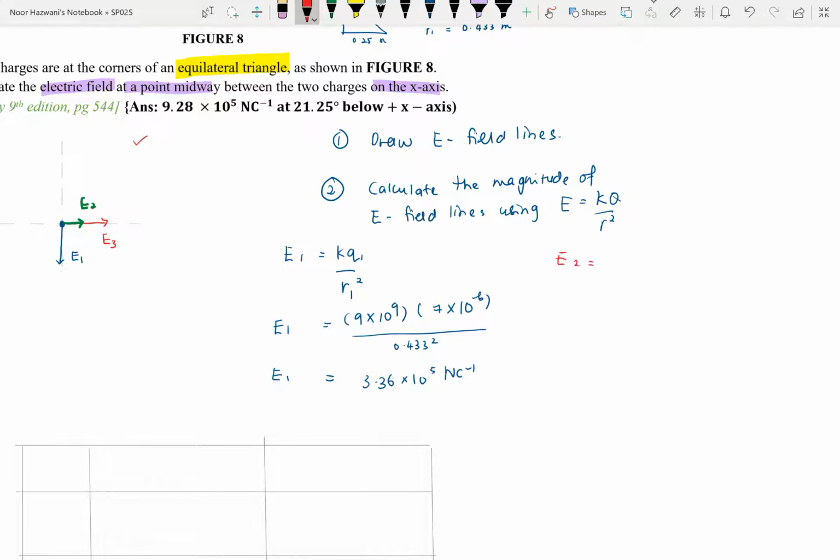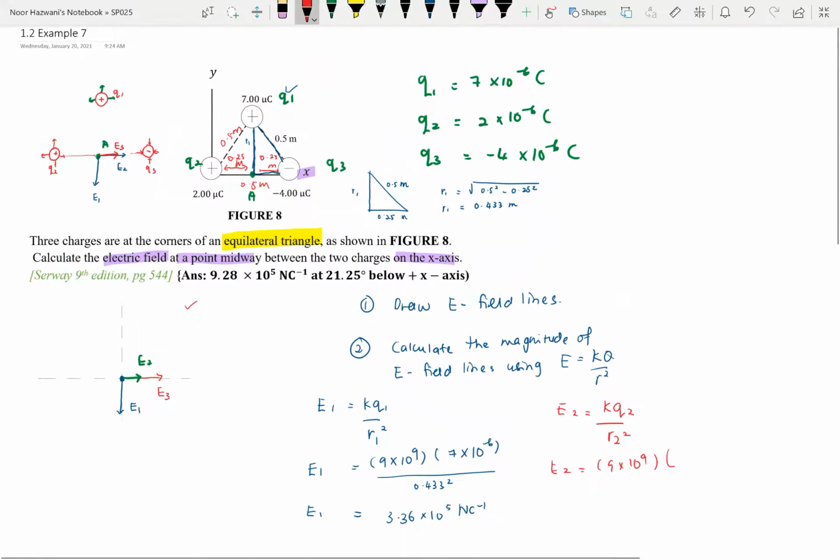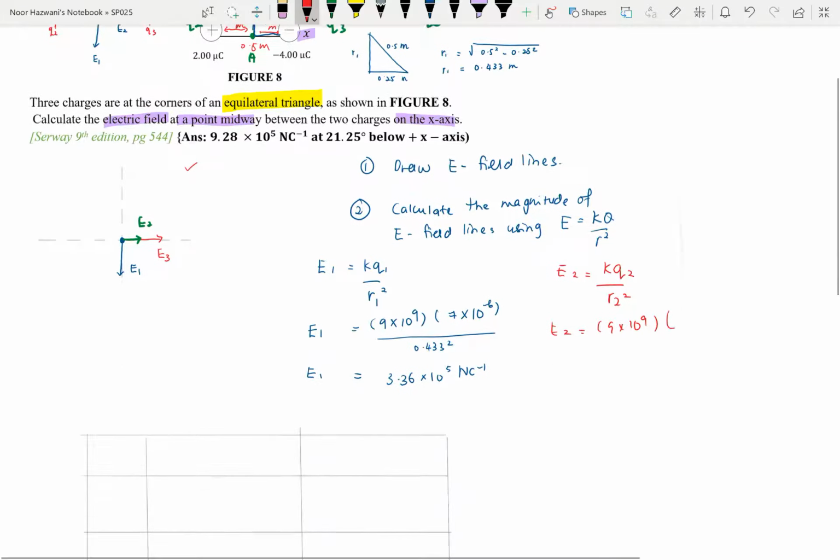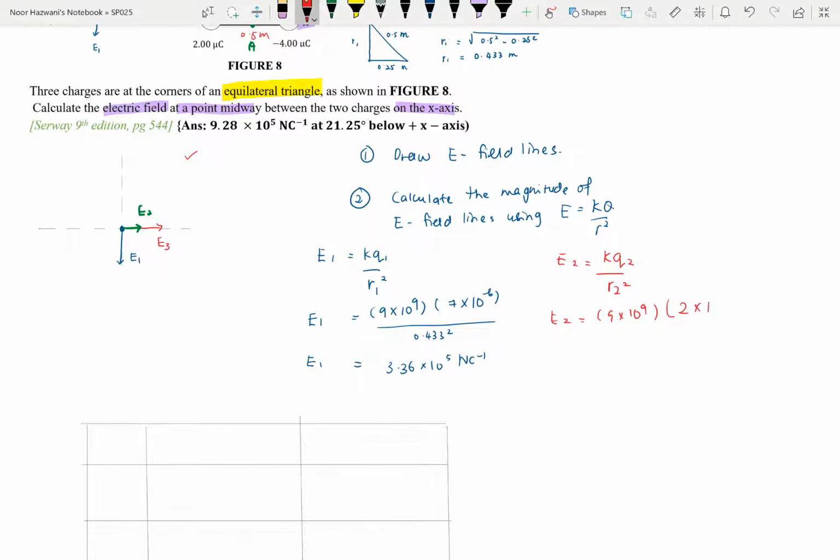So E2 sama juga, tulis equation. So E2, so gantikan Coulomb's constant. Sorry, ini sepatutnya Q2. Okay, so Q2 berapa? Is 2 times 10 to the power of negative 6. And then your distance is 0.25 squared.